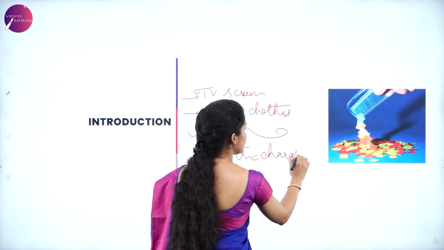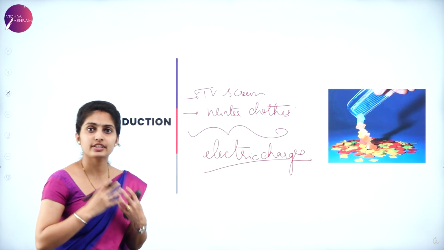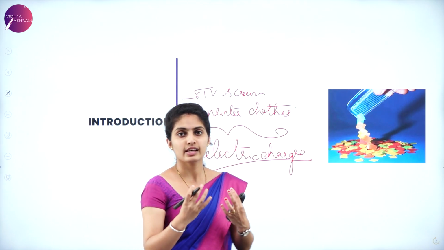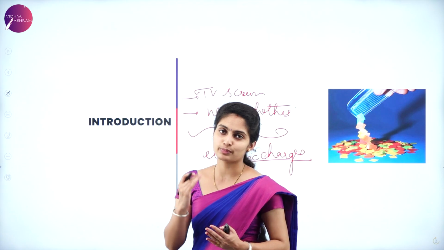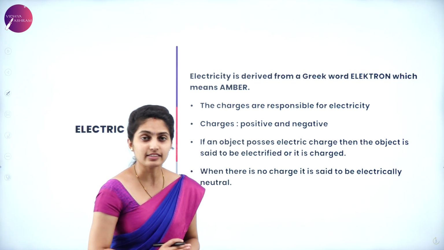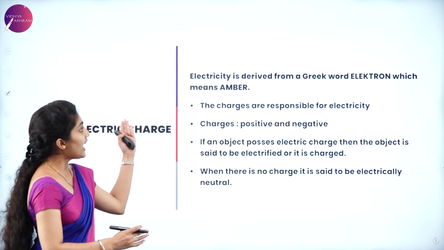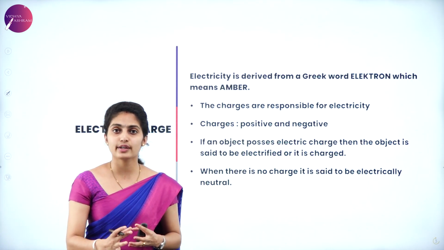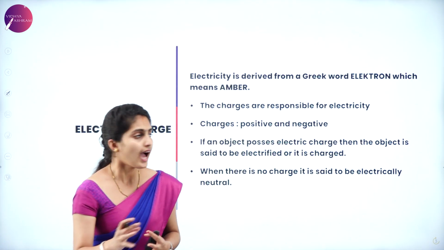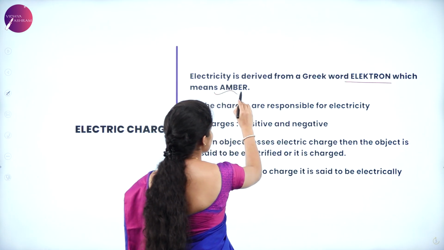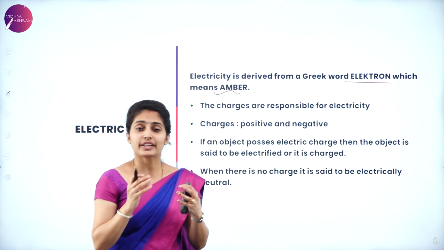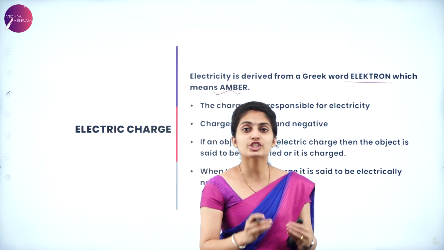So how did the electric charges originate? Like how we got to know that there is presence of electric charges, and these are the ones which are responsible for electricity. And that is, like we can see here, electricity is derived from a Greek word, okay? And that Greek word is nothing but electron, which means amber, okay? So electron is a Greek word which means amber.